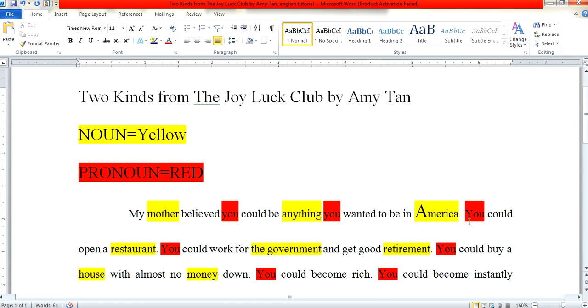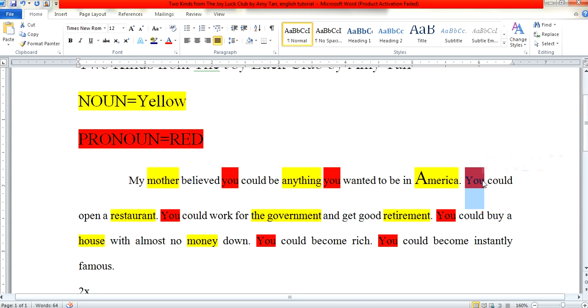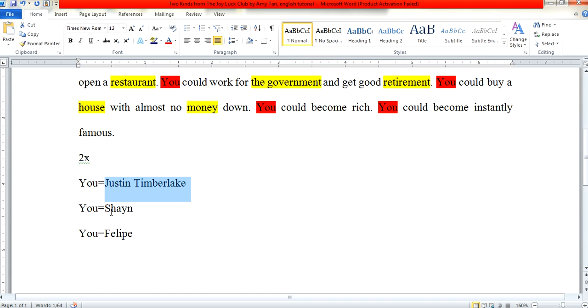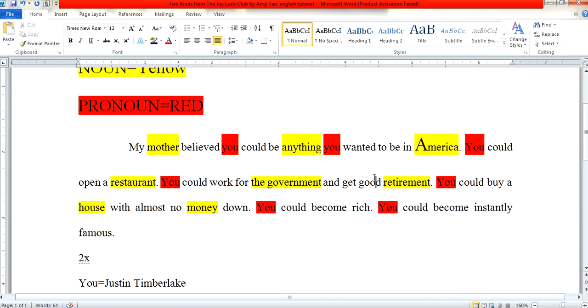Also, let's look back at it. You is what you would call a second person personal pronoun. I know that's very long. So, a second person personal pronoun refers to the person or thing that is being addressed in the sentence. So, in this case, like I said before, the person or thing being addressed in a sentence could be anyone: Justin Timberlake, Shane, or Felipe. Right.